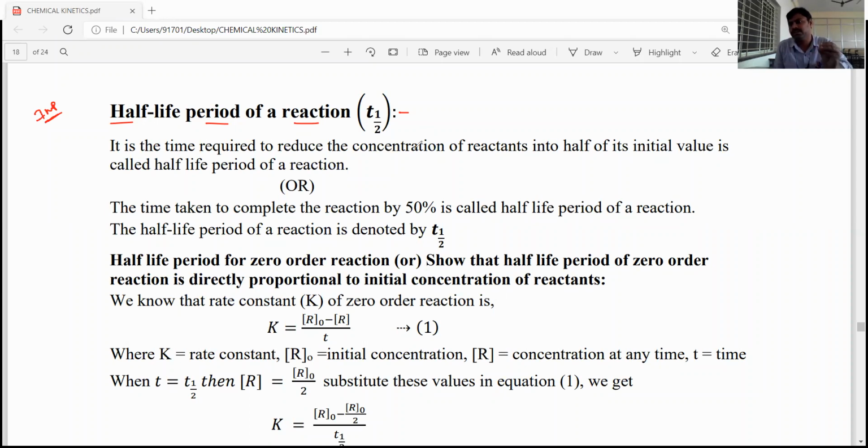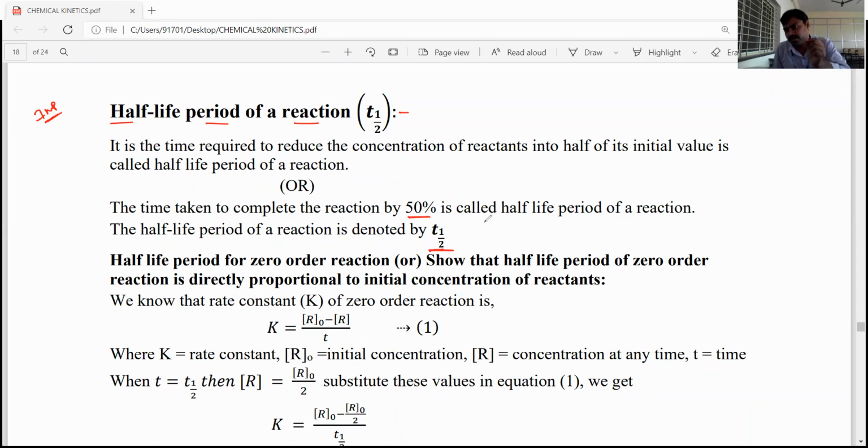Half-life means the time required for 50% of the reaction to complete. How much time is required is known as the half-life period. The definition for half-life period is also very important, dear students. So the half-life period means the time taken for the completion of the reaction by 50%. It is represented by T half.